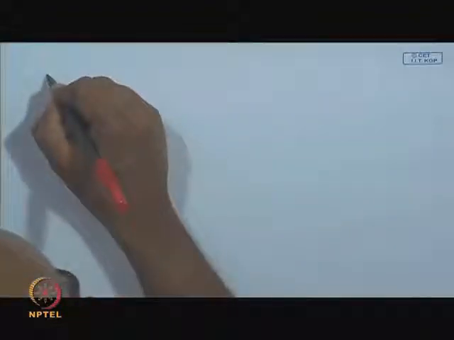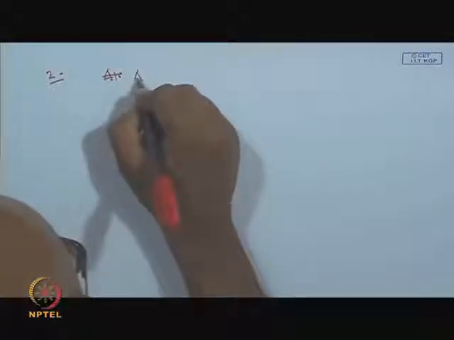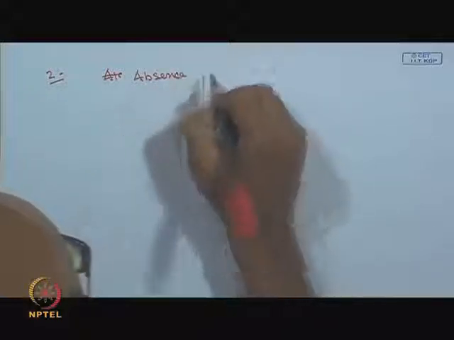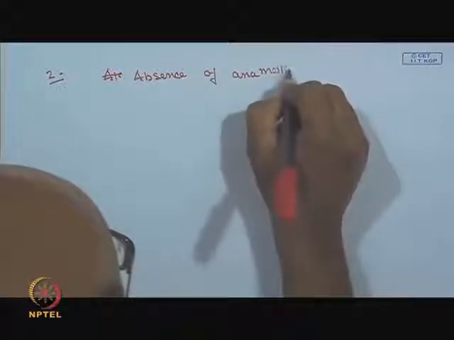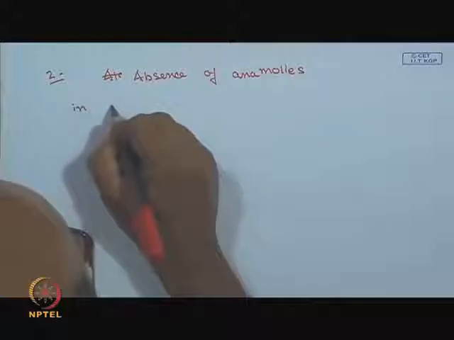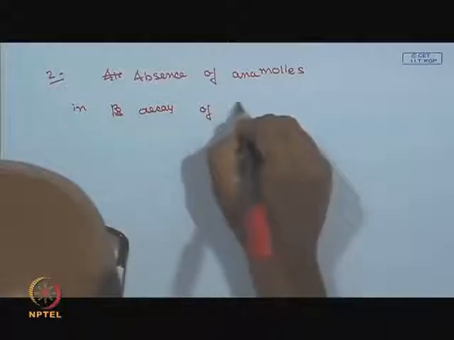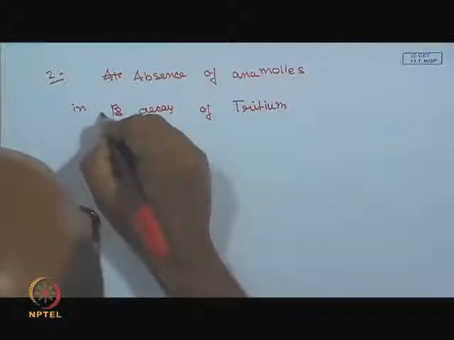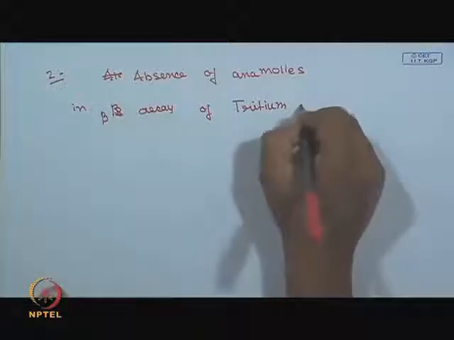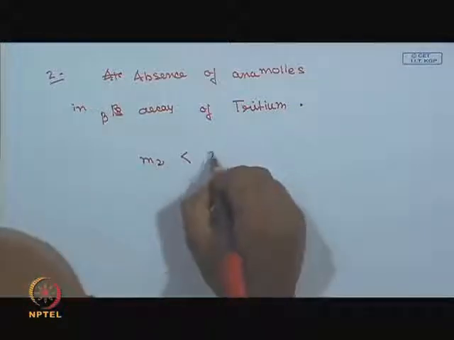Then the second input which I can tell you about is that there are no anomalies in the beta decay of tritium. This imposes the limit that the neutrino mass should be less than 2 electron volts.